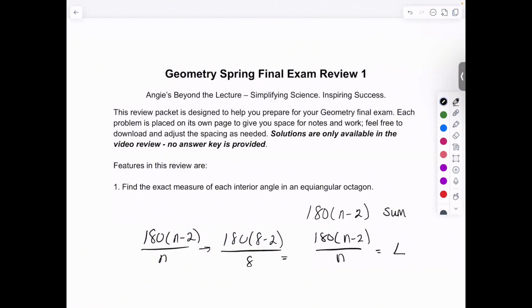So I get a total of 135, or for each individual angle, I get 135. So 180 times 6 all over 8 is going to give me 135 degrees. That's your final answer. Thanks for watching.